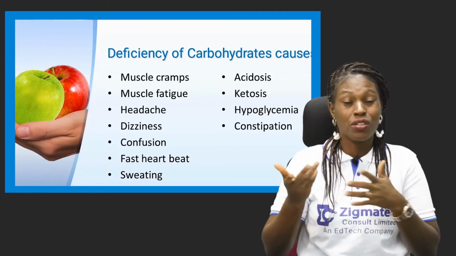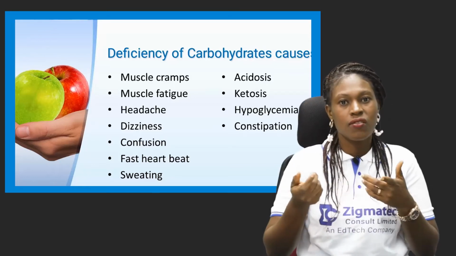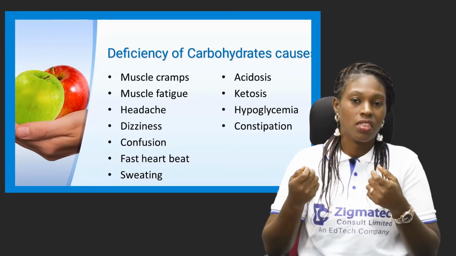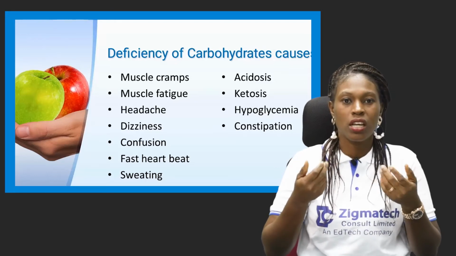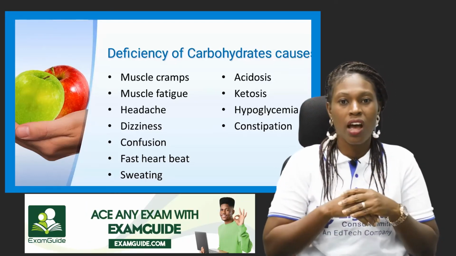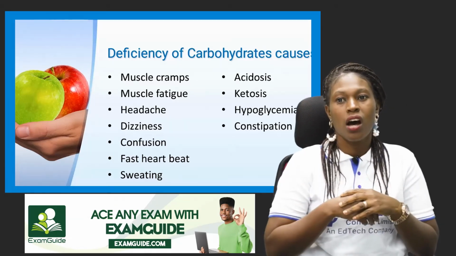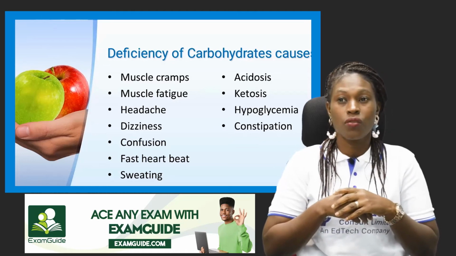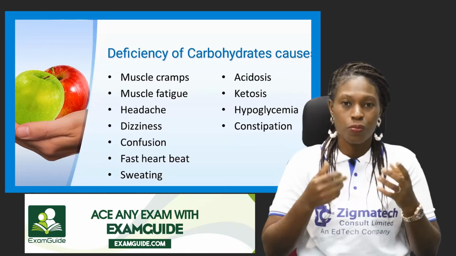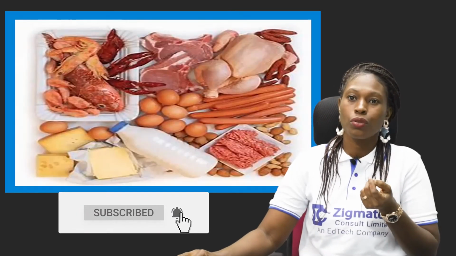So there are some little things you can do when that happens. You can actually just give someone some sweet drinks to take to help them get balanced, because hypoglycemia actually means that your blood sugar is low, so you need to step it up. And also another deficiency of carbohydrate is that you would be constipated. So constipation is one of the deficiencies of carbohydrate.